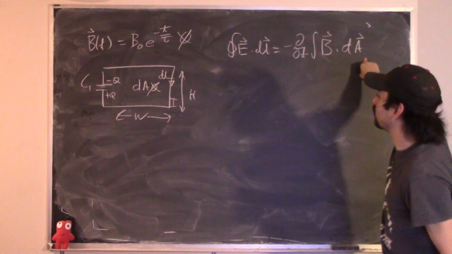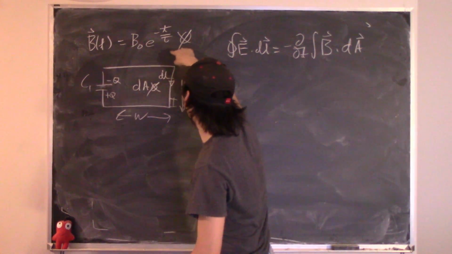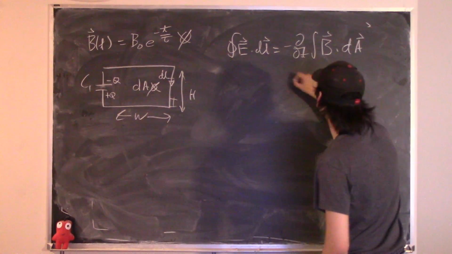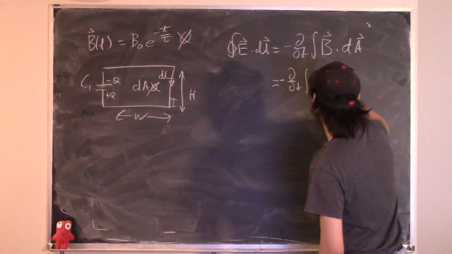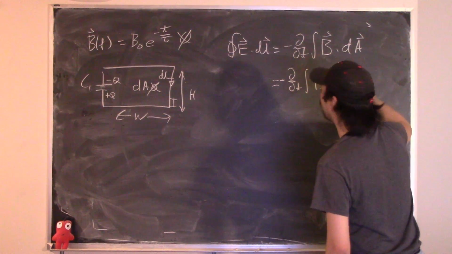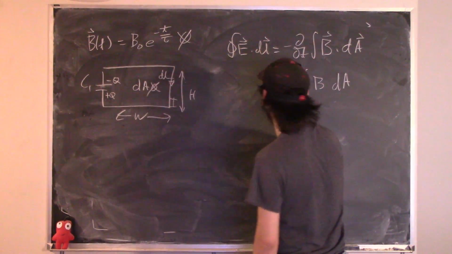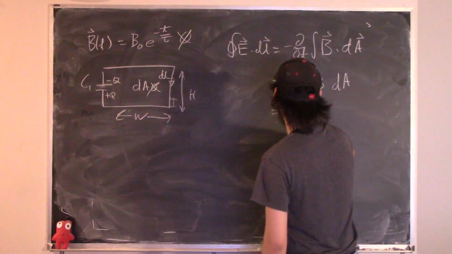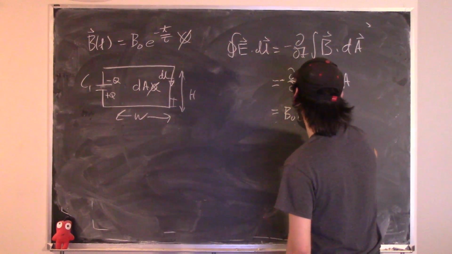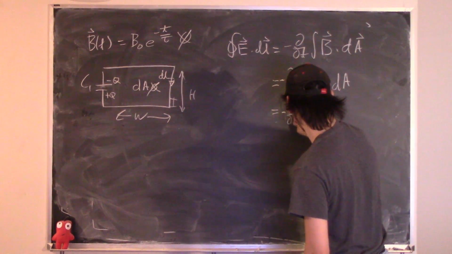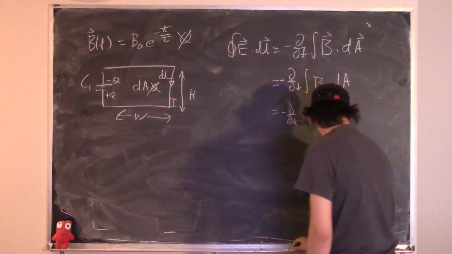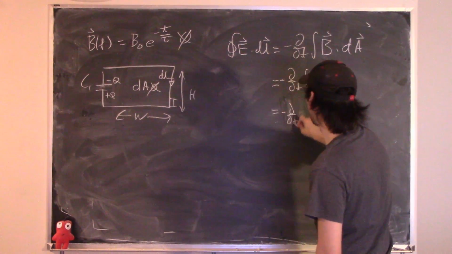Okay. So now, in order to evaluate this right-hand side, I've seen that I already have my dA and my B vector in the same direction. That says that this is going to be minus partial derivative with respect to time, integral B times dA. And now I can just plug in what my magnetic field is. This is going to be B0 e to the, my negative partial derivative with respect to time.